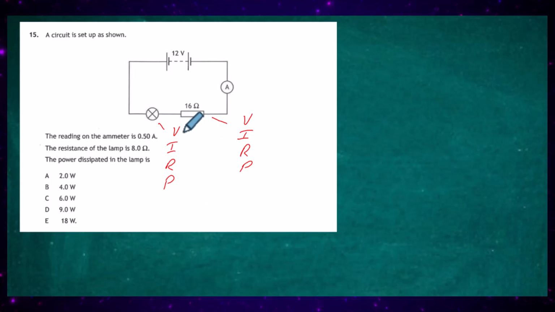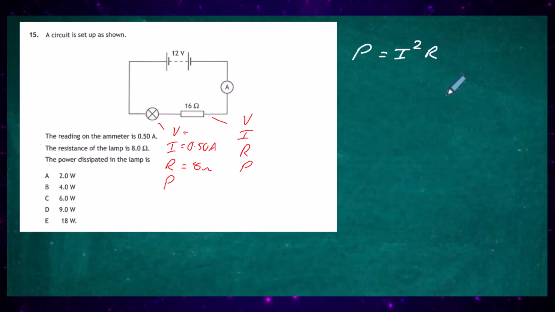We don't really know the voltage of the lamp, but we have to work that out. We know the current going through the lamp is 0.50 amps because that's the current going through the ammeter, which will go through the resistor, which will go through the lamp. We don't know the resistance of the lamp. Well, we do. It's going to be 8 ohms. We can put that in there like that. So we've got 2, and we have to find the power, and we go and look up our relationship sheet, and we know that the power can be written as I squared times R. We know the current going through the lamp, and we know its resistance, we can find its power.